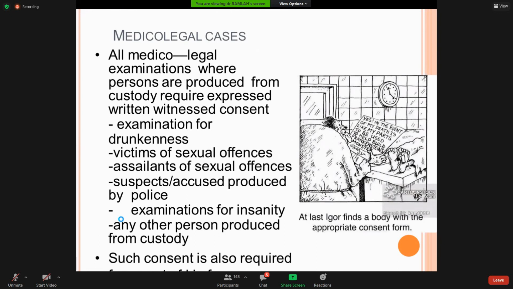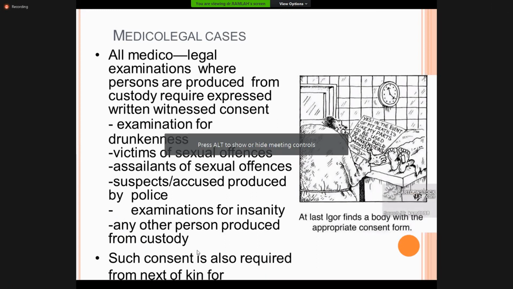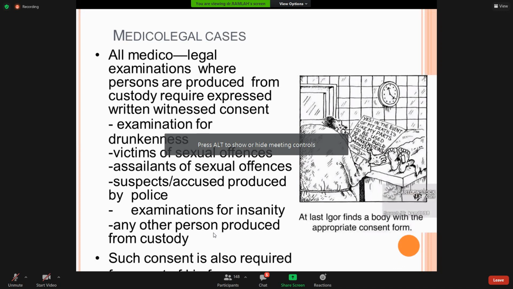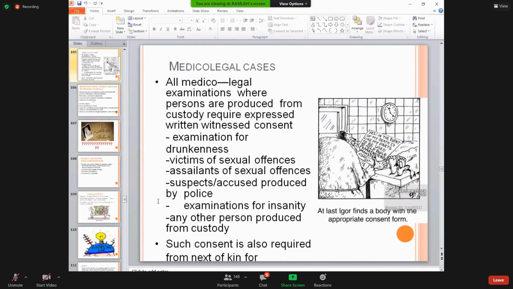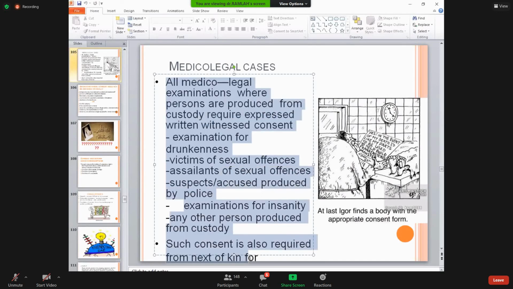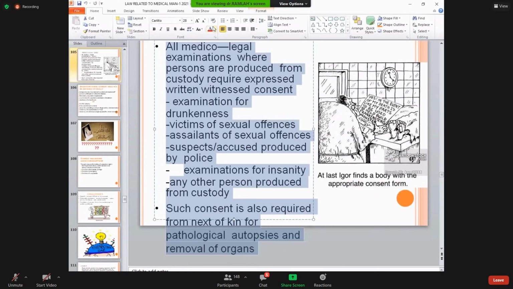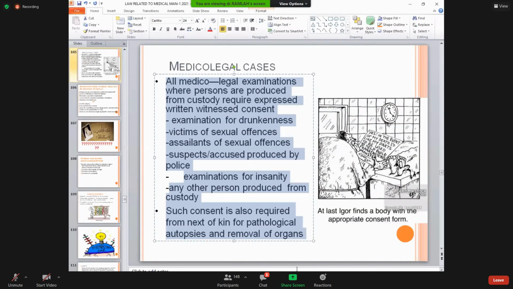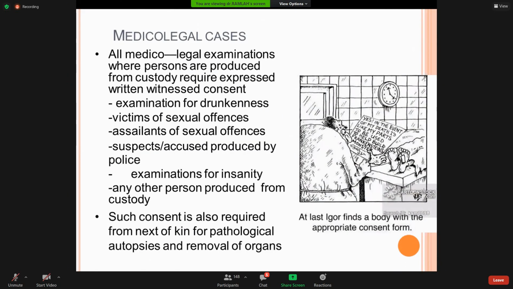As I already told you, in all medico-legal cases, examinations where persons are produced from custody, records express, written, witnessed consent. Take care. Examination for drunkenness, victim of a sexual offense, suspected accused produced by the police, examination for insanity, any other person produced from custody. Such consent is also required from next of kin for pathological autopsies and removal of an organ.